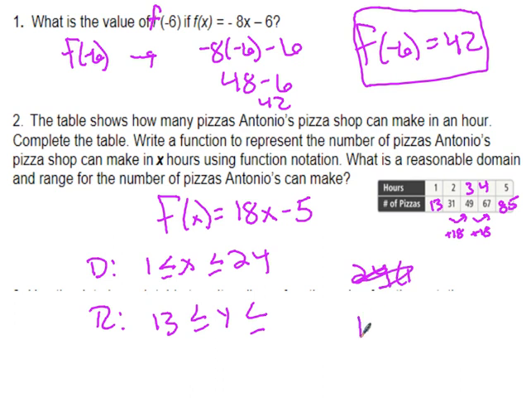Oops, I did this in the wrong order. I would need to do 18 times 24 hours, and then minus that 5 for that initial first hour. So I need to figure out, well, what is 18 times 24? I'm taking out my calculator real quick because I don't want to work it out. 18 times 24, that's 432. That's a lot of pizzas. Minus 5. So the reasonable range, if they were open for up to 24 hours, they can make up to 427 pizzas. So that would be my reasonable range.